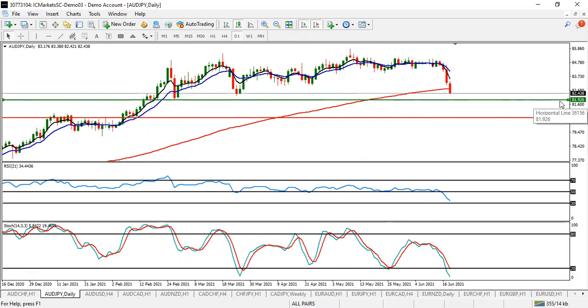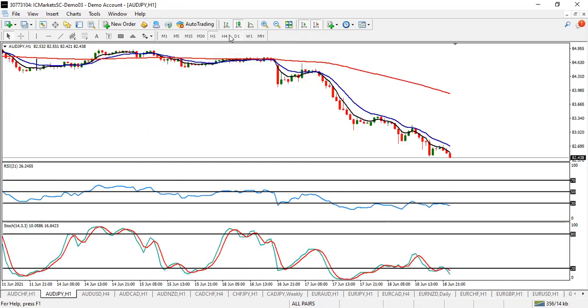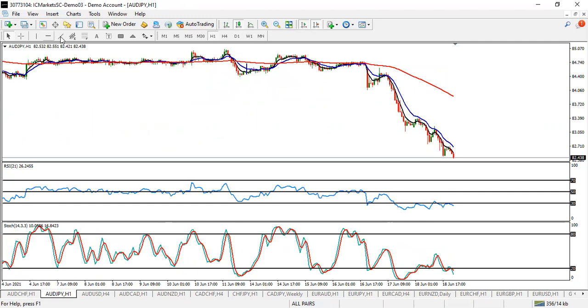So that's going to be our first target at 81.92 on the daily time frame. With this in mind, we can see it's already oversold, so we definitely want to wait for a pullback on this pair.